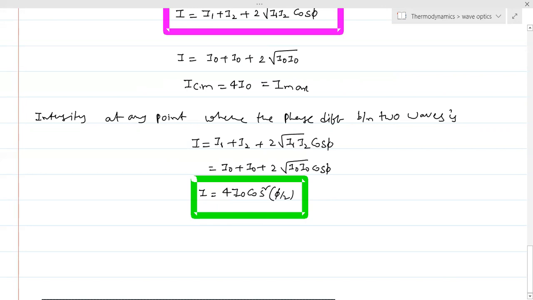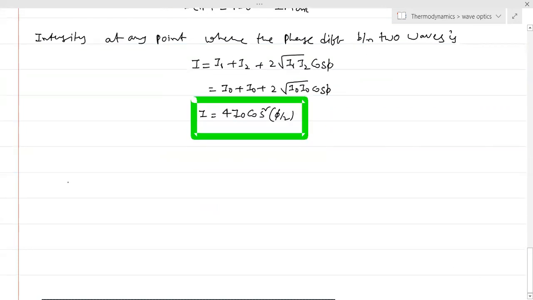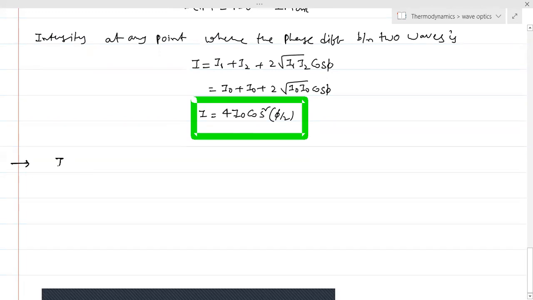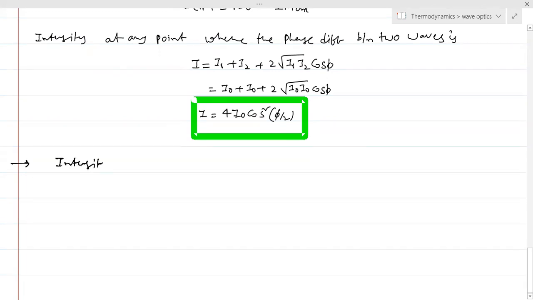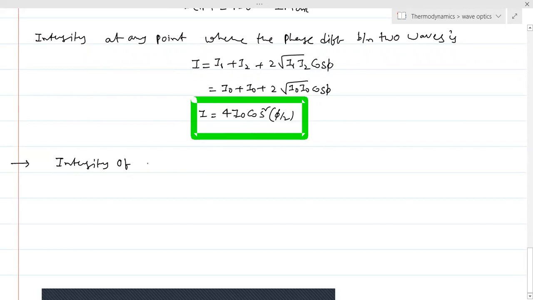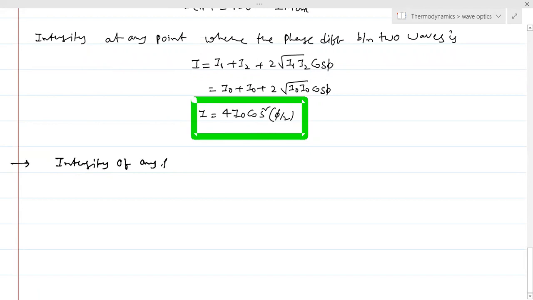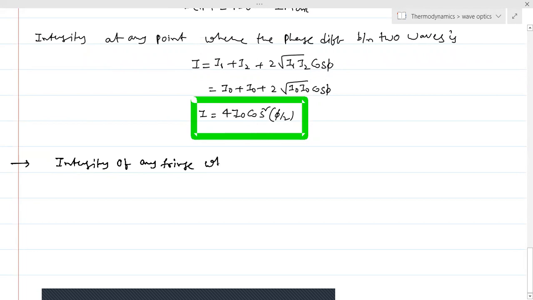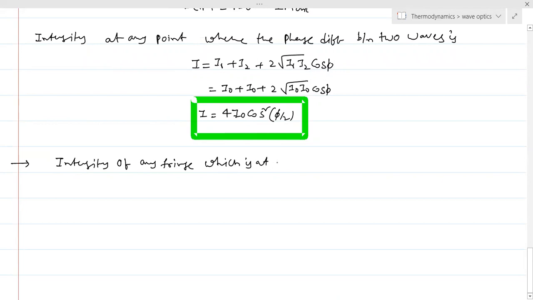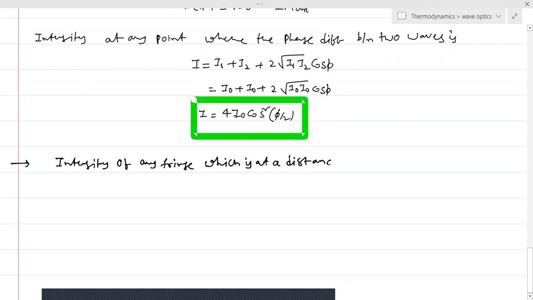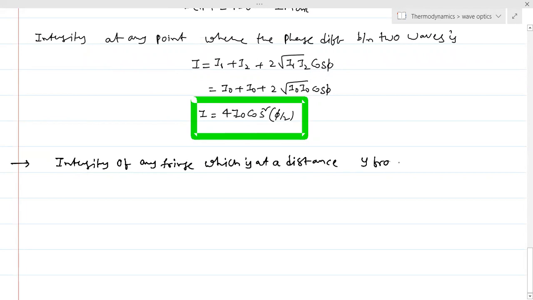Okay. So this is about central maximum as well as minima. And we will continue the discussion in some typical questions. So they used to ask the intensity of any fringe which is at a distance y from central maximum.